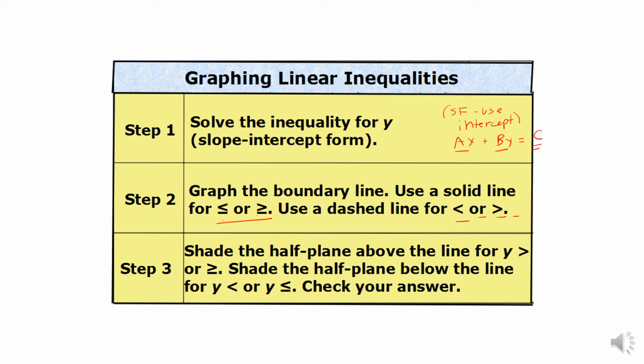Then you're going to shade the half plane. In other words, the line is cutting your plane into two pieces. So you're going to shade above for either of those, and you're going to shade below for either of those. Okay? So shade above, shade below. And all of my graphs have these really nice shading lines. Lines are perfectly okay. All right.